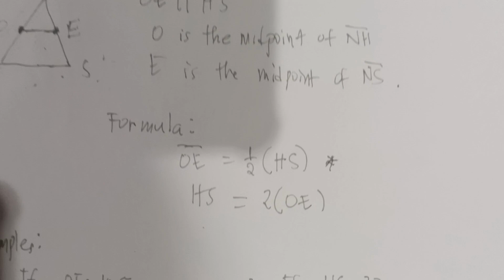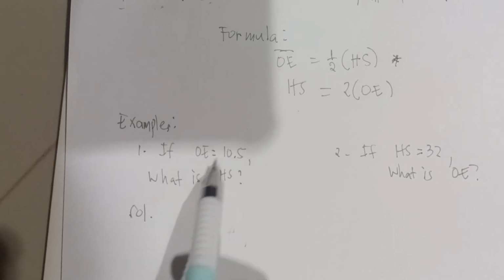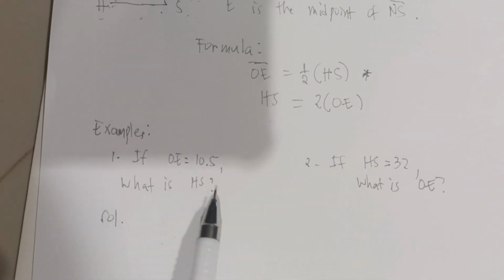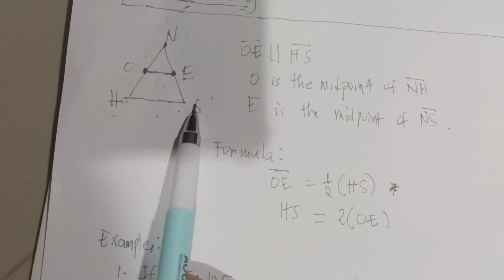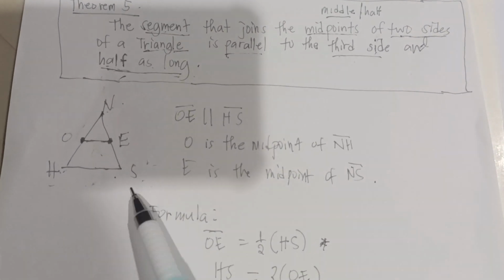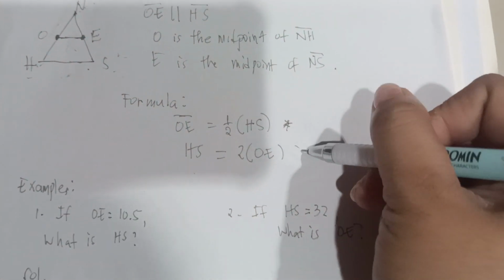So let us apply these two formulas to examples. For example number 1, if OE is 10.5, where is our OE here? This one, the segment formed by the two midpoints. What is HS? What is the value of the third side? According to Theorem 5, the midline theorem, OA is just 1/2 of HS. Since HS is what we are looking for, which formula will we use? This one.